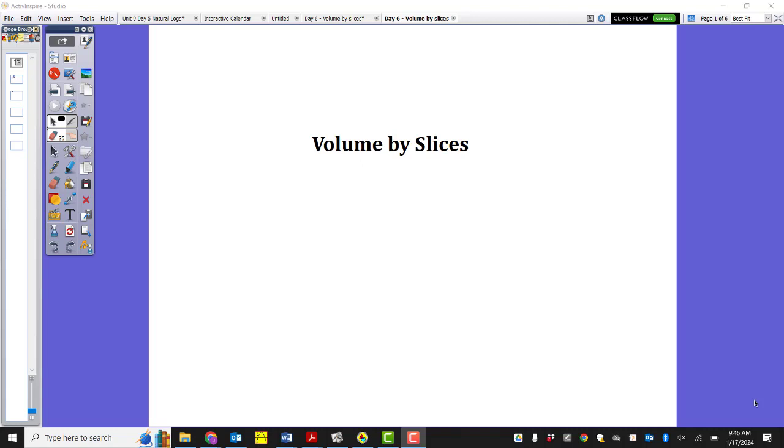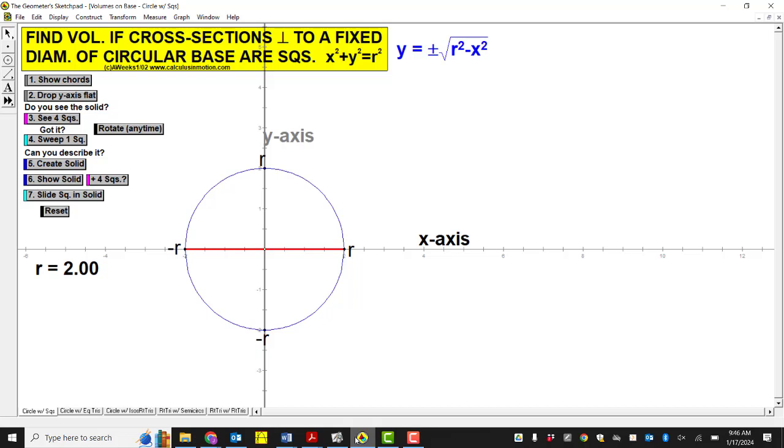All right, today we're looking at volume by slices. Let's go ahead and get started here. The idea for volume by slices is we have a shape, some form of shape made by a function, and it has a base. This is the base of that function. We'll say this circle is the base.